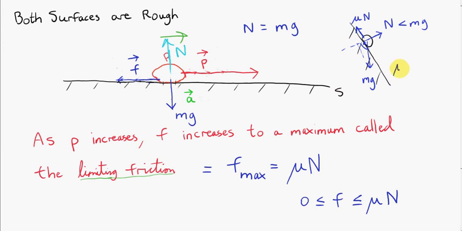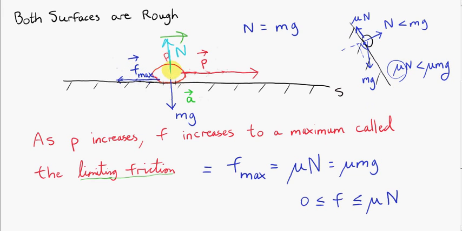So mu N is going to be less than what we get when the particle is on a horizontal surface. When the particle is on a horizontal surface, mu N is just mu times mg. So this is obviously going to be less than mu times mg. So the friction force depends on the slope of the surface, as well as mu, which is the material that the surfaces are made of, how rough or smooth the surfaces are.